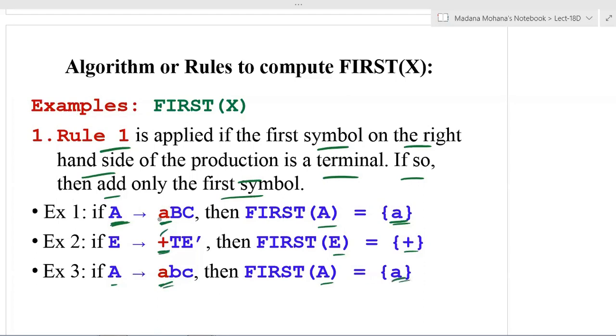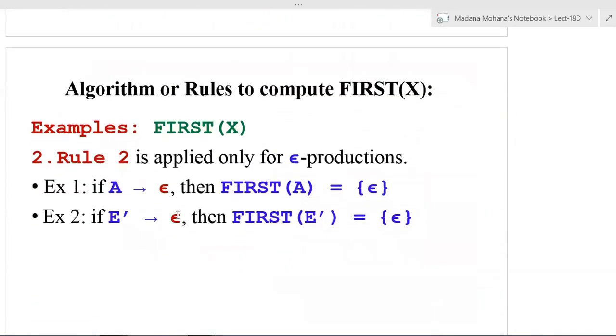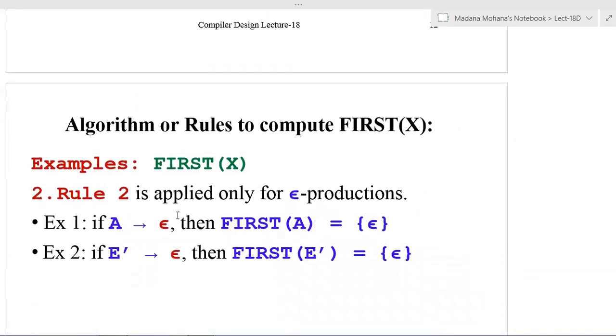Whenever you find a terminal at the start of the right hand side, you can't consider the remaining symbols after the terminal. Only the first symbol you have to consider, because the name itself denotes the first value. So you apply rule 1 if any production starts with a terminal on the right hand side. Then rule 2 is applied only for epsilon productions.